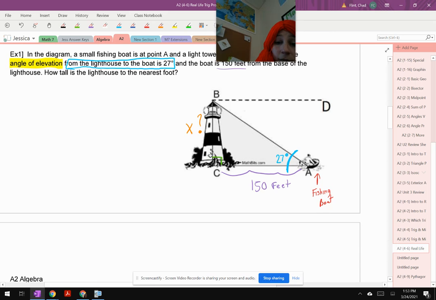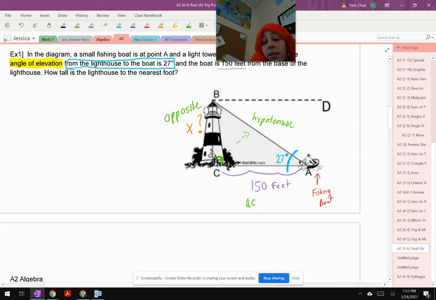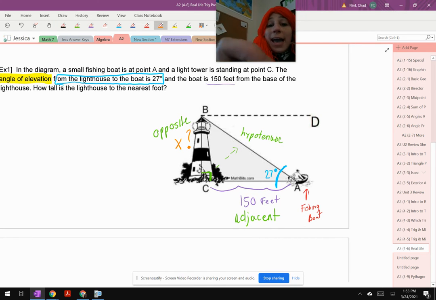So here I can see my right angle is right over here. So that tells me that my hypotenuse is over here. The angle that I'm using, or the angle they gave me to work with, was this 27. So opposite that is my X piece over here. And adjacent to that is that 150 feet. So now I'm going on to the next step, which is, given what I have here, what trig ratio do I need to use? I haven't been seeing many of you writing the acronym on your paper, which just keep in mind you might want to do.